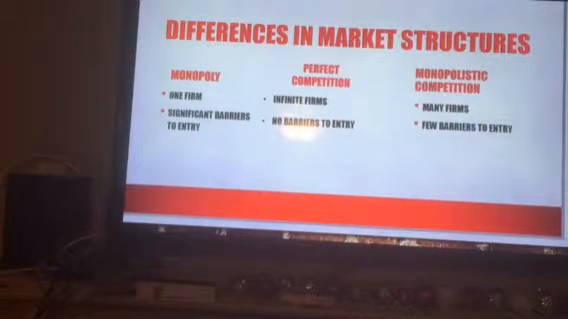Differences in the market structures: a monopoly, one firm with significant barriers to entry. A perfect competition structure, infinite firms with no barriers to entry. And a monopolistic competition has many firms with few barriers to entry.